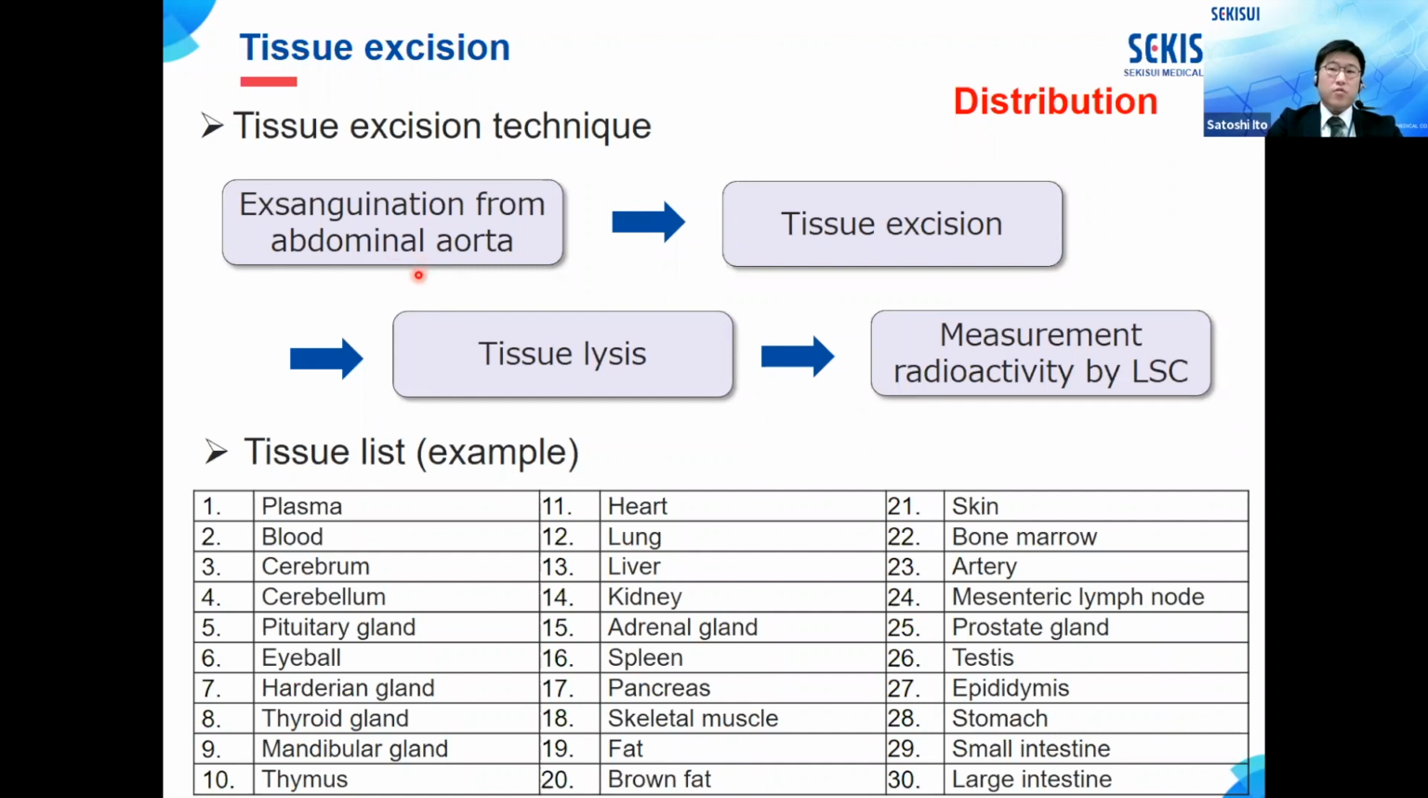For tissue excision, the target tissue will be collected from the euthanized animals, and the radioactivity of each tissue will be measured using LSC. This is the list of commonly collected tissues. We can also collect tissues that are not on this list, and we will consult with the sponsor to determine which tissues to collect prior to conducting the study.